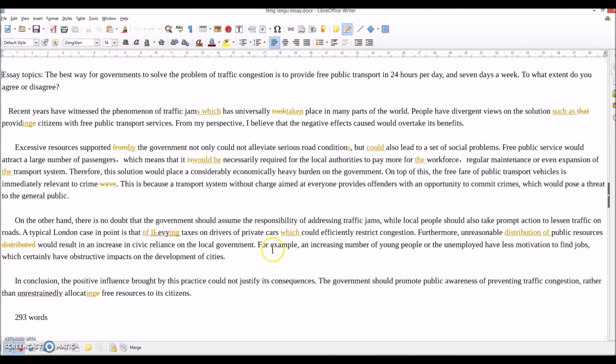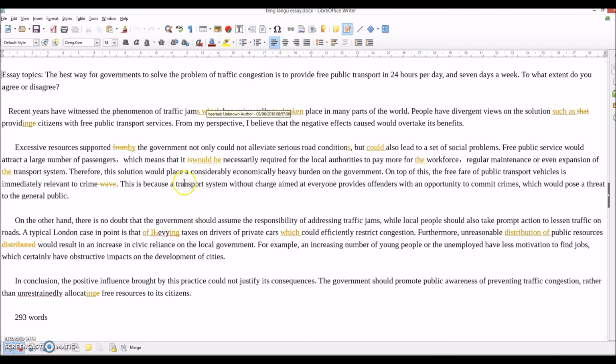Okay, so the best way for governments to solve the problem of traffic congestion is to provide free public transport 24 hours a day, 7 days a week. To what extent do you agree or disagree? So, all it's asking is, do you agree or not that the best way for governments to solve traffic congestion is 100% free public transport? Do you agree with that or not?